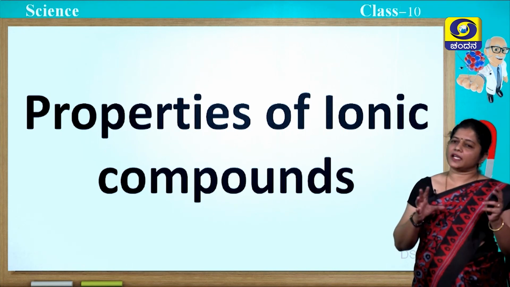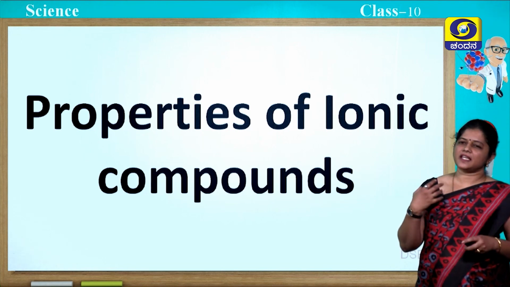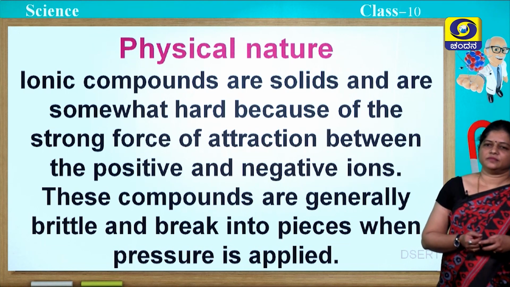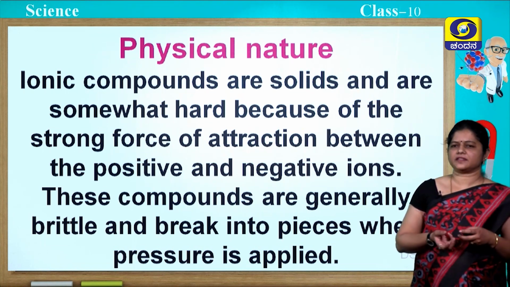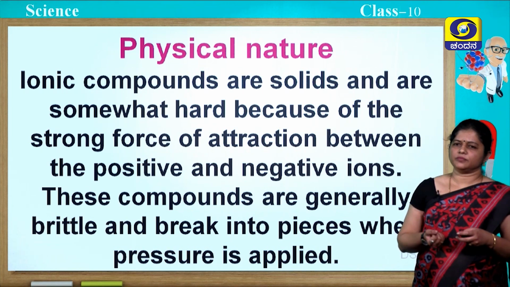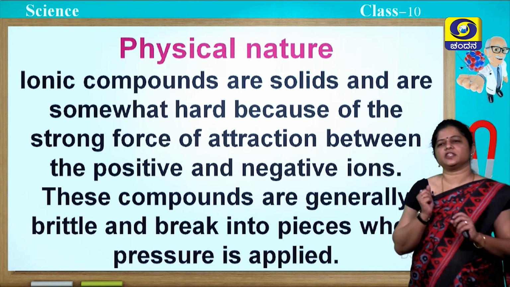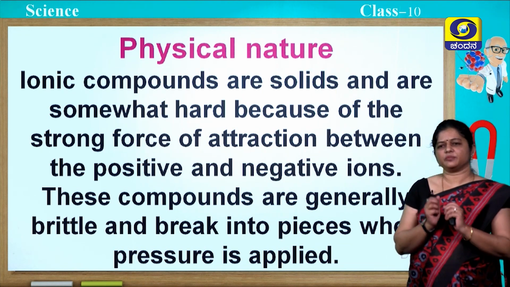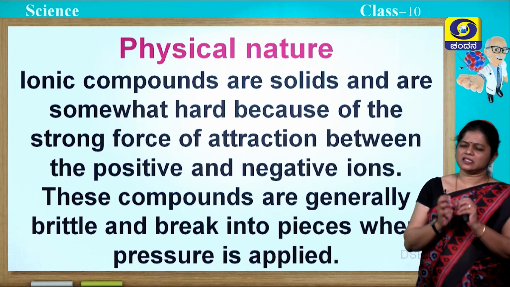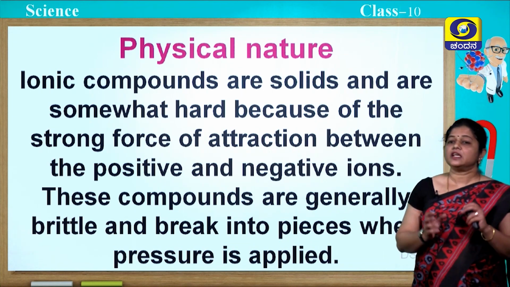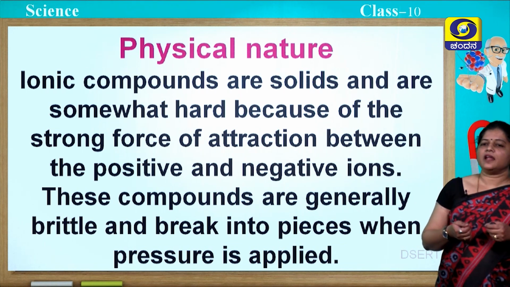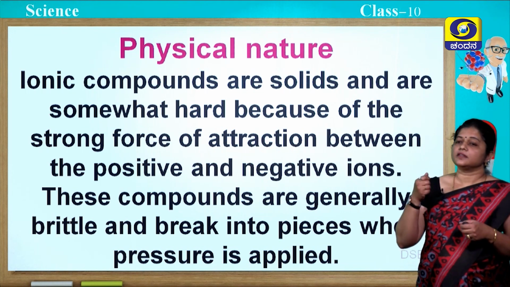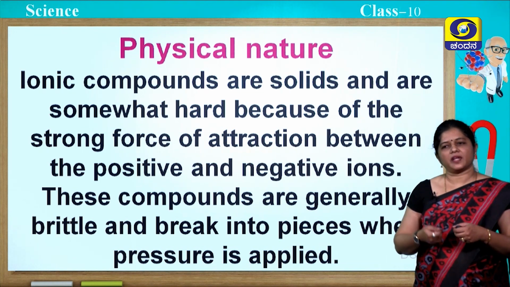Now we saw how the ionic compounds are formed. Now let's study few properties of ionic compounds. Physical nature. Ionic compounds are solids. They are somewhat hard because of the strong force of attraction between the positive and the negative ions. So since there is a very strong force of attraction between the positive and negative ions, generally they are solids at room temperature. These compounds are generally brittle and they break into pieces when pressure is applied. They are hard, but they can break into pieces when you apply pressure.